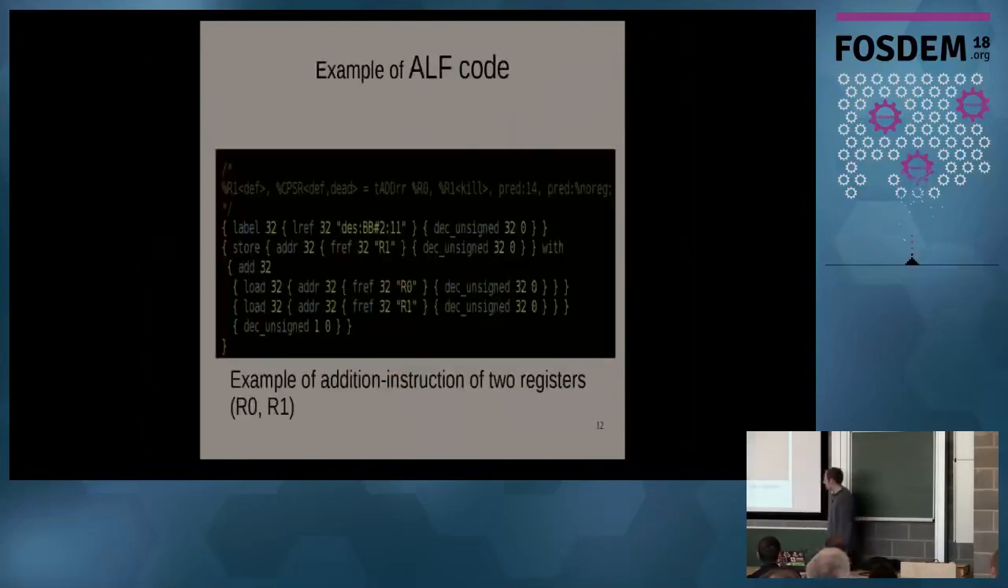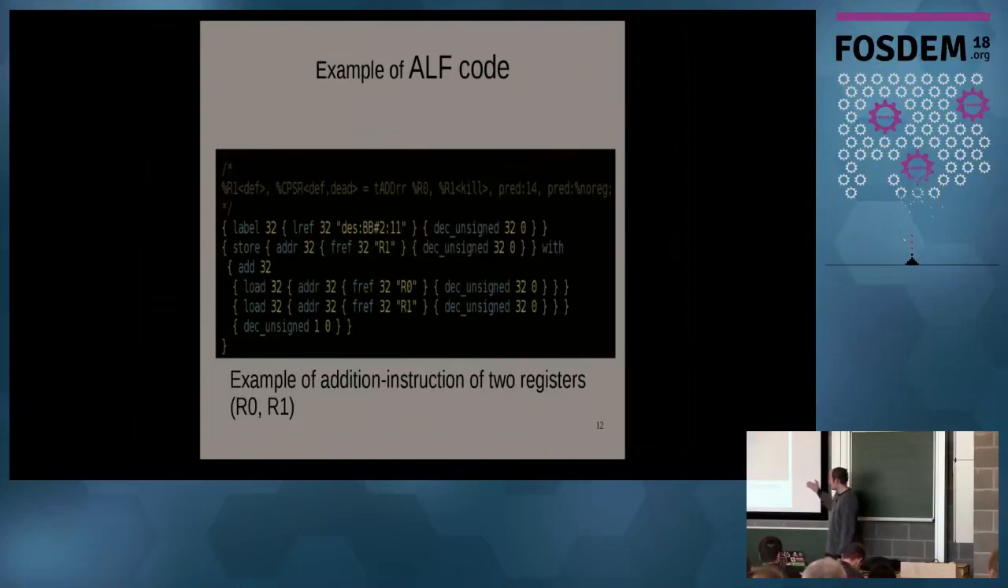This is a small example of ALF code which you probably cannot read, but you can look it up in the slides later. This would be an addition of two registers. The first thing you notice is that it's really verbose and annoying to read. And there are lots of 32s here, meaning that's the bit size. They are really specific on the bit sizes that you use, because that's where you get the possible ranges of values from your calculation.